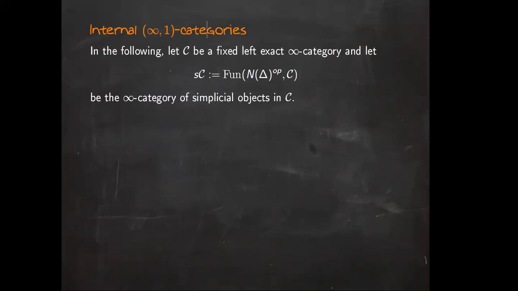All right, so the theorem I want to get to in the following, which will be quite at the core of what follows, concerns internal infinity-one categories. So just a quick sketch of the definition of what an internal infinity-one category is. In order to define these things, we will assume that C is left exact, so it has all finite limits. And we consider the category of simplicial objects in there, right? And yeah, abbreviated in the following way.